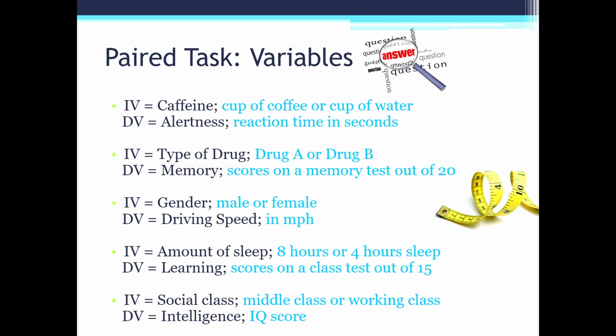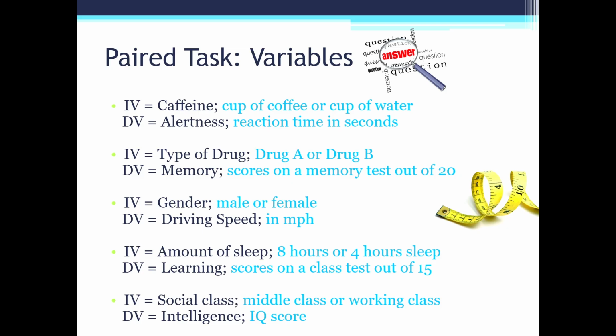But then if you've got a memory test or you're testing someone's learning, you might have to do a test out of something, like out of 20, out of 50, out of 15 or whatever. So we'd say how we'd be measuring that. And then for intelligence, you might already have an intelligence test that you could give them and they get an IQ score on that. So the average IQ score is 100, for example.